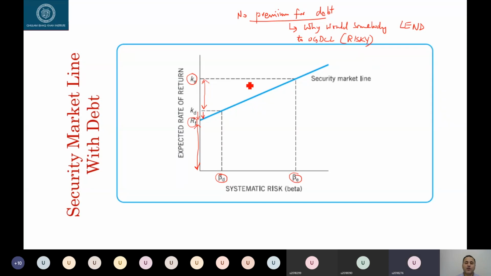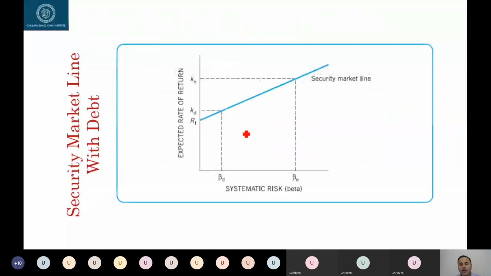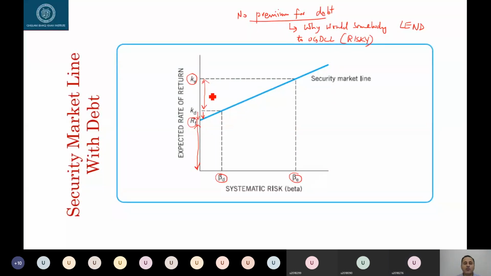Okay, so in this slide, talking about this risk premium, it's not actually the premium on the market. This one is not the premium on the market. This one is the premium on the cost of debt. So I hope you can see.